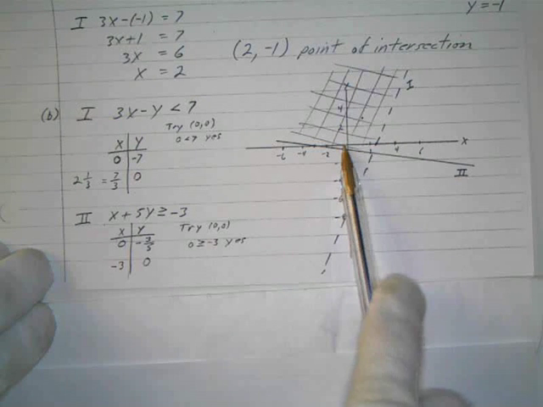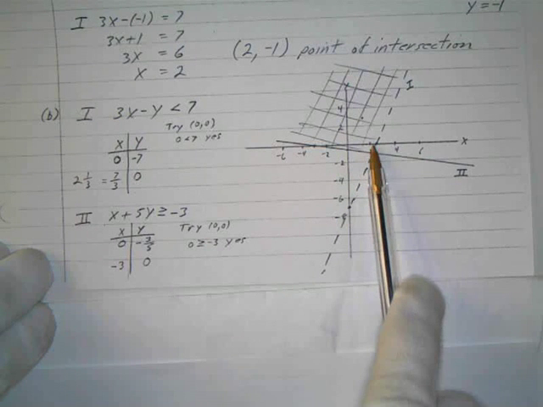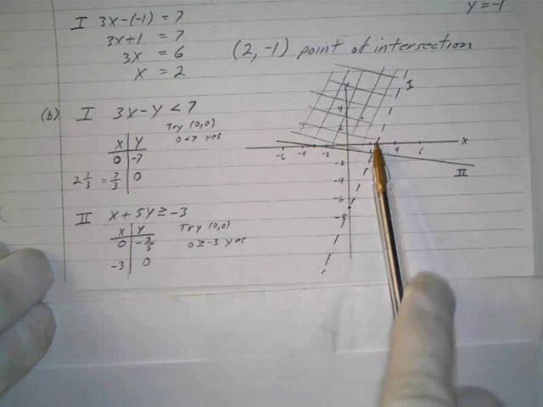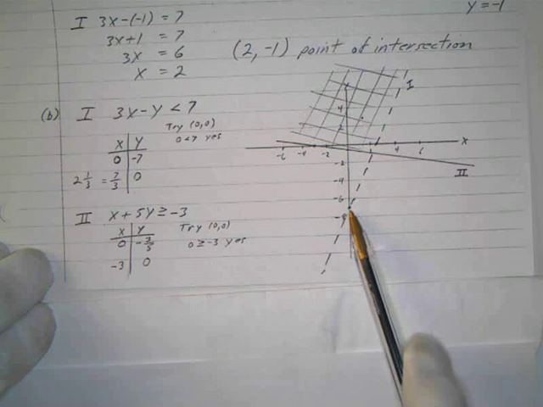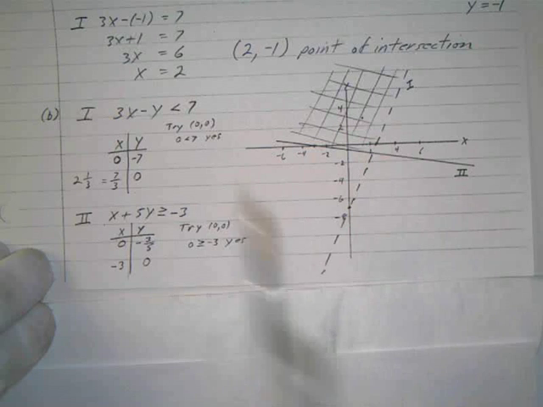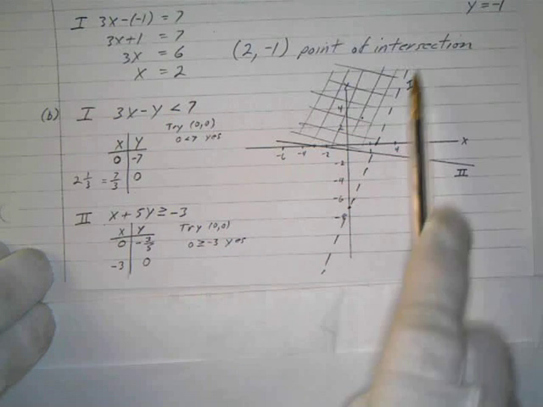So I just kind of eyed this over. This is 2, so that's about 2 1/3. It should be a little bit closer, but those are my 2 points. So that's 2 1/3, and then this is negative 7, and so I just drew it. And since it was the less than, I used the dashed line.